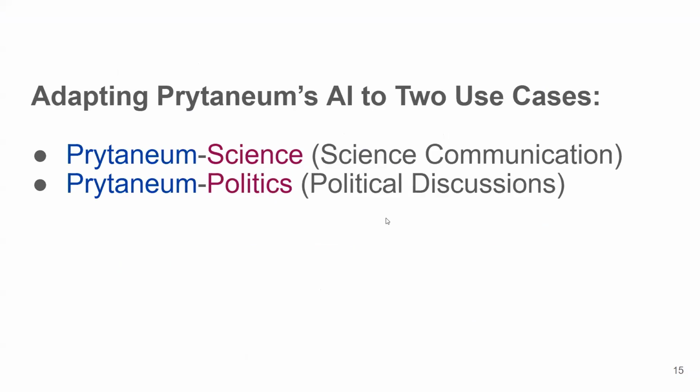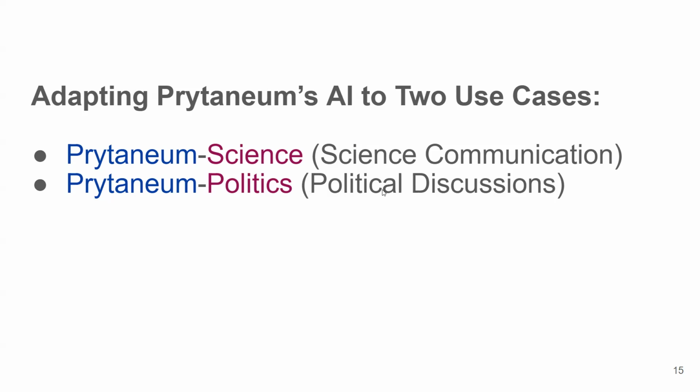I'll mention briefly that we're currently adapting the core version of Prytaneum to two specific use cases where the AI will have different behaviors. And so we're building out a version that we call Prytaneum Science, and then one that we're calling Prytaneum Politics. So the Prytaneum Science version is going to be meant for science communication, where scientists are either speaking to other scientists or speaking to the public. And in this case, the AI will be tightly scaffolded to the scientific literature that's relevant to the topic.